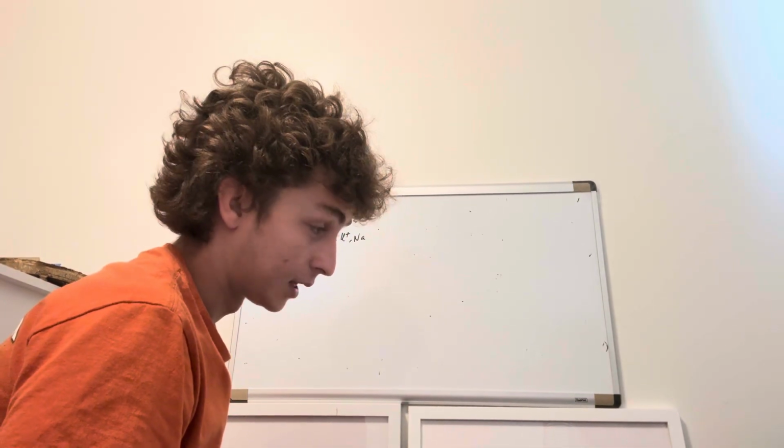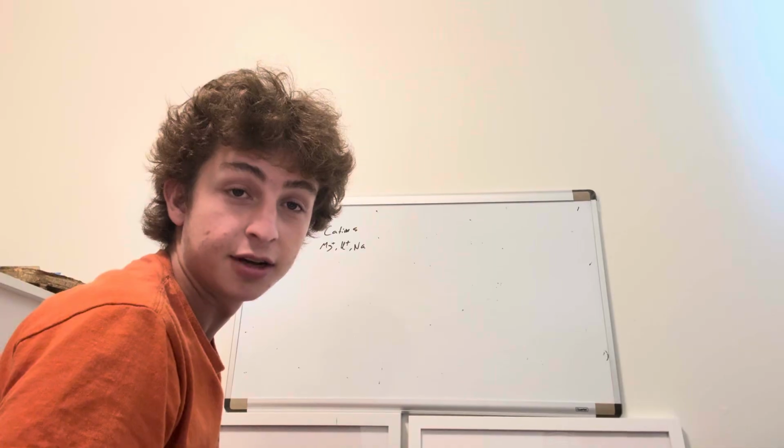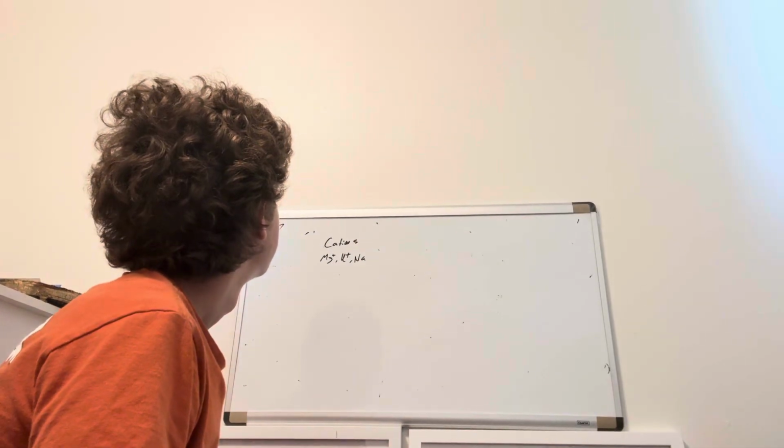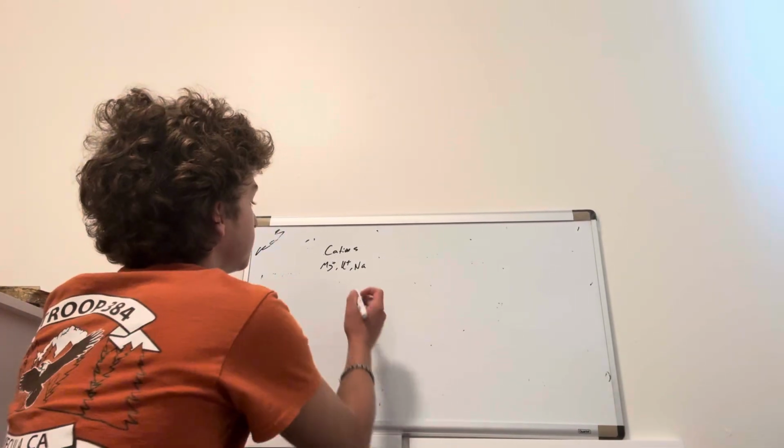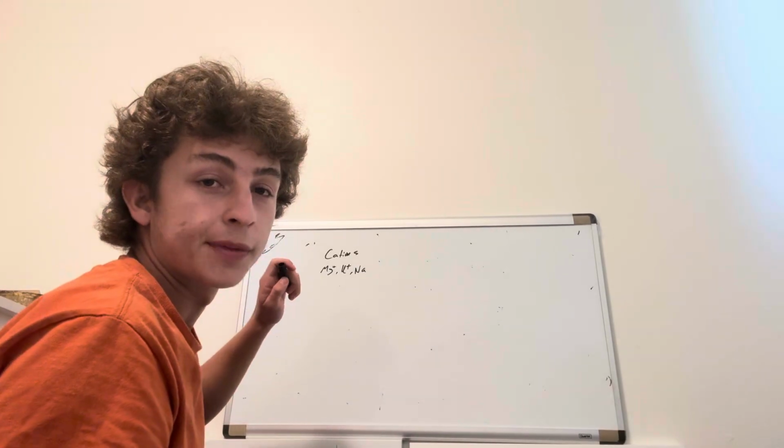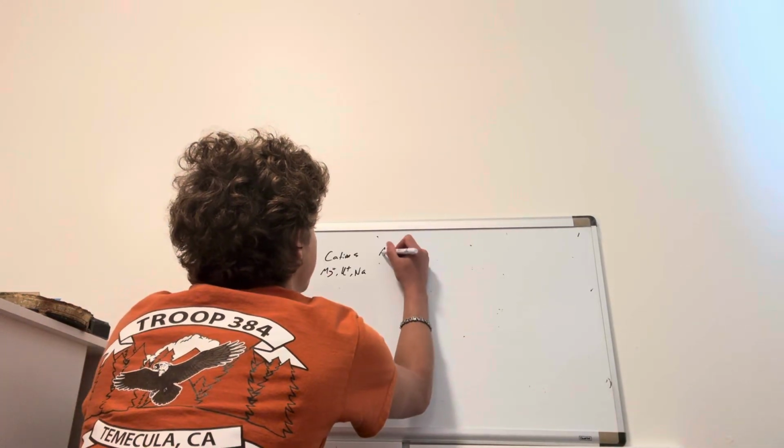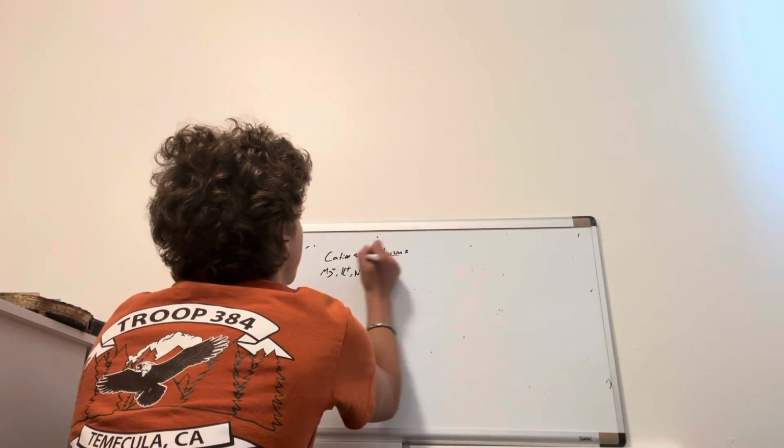This is structured water, and this is insane. This is just insane. So let's get into it. So there's cations, which are positively charged elements, and then there's anions, which are negatively charged elements.